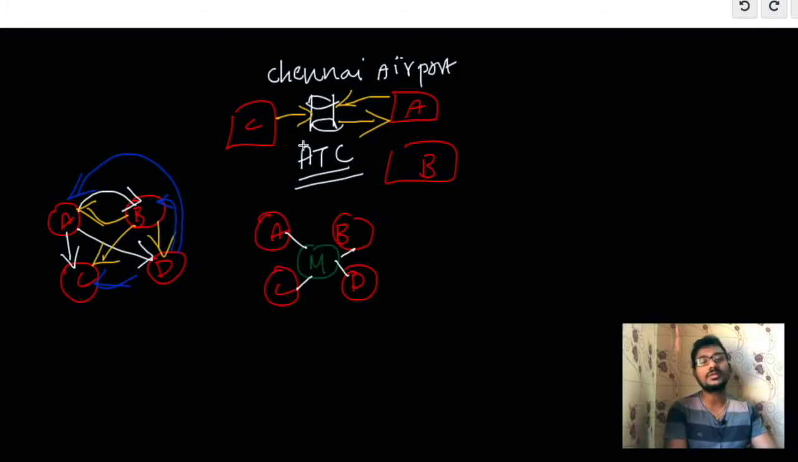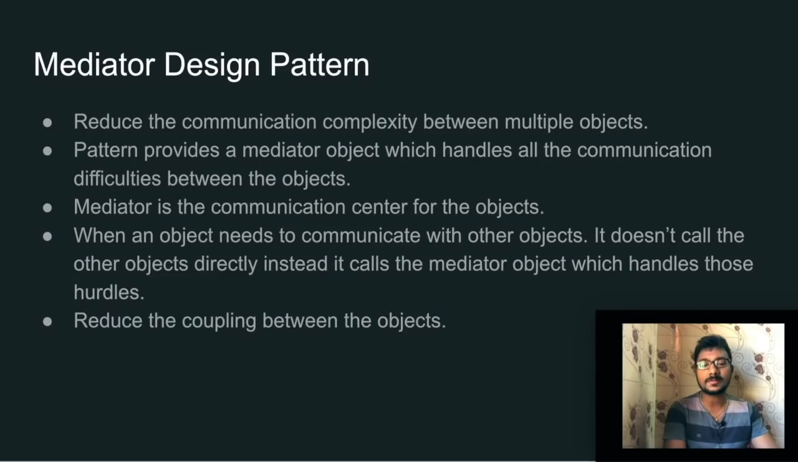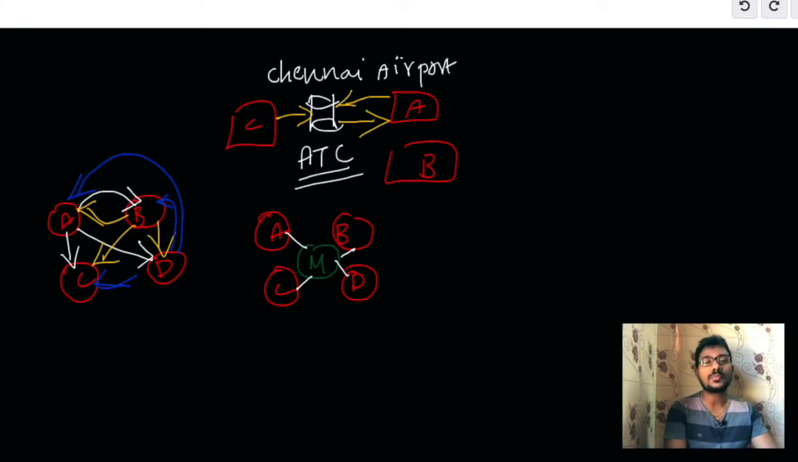The mediator object will take those difficulties and reduce the coupling between the objects. So here it's tightly coupled. Here it's loosely coupled. Tightly coupled means if A needs to communicate with B, C, D, A needs to have the references of the B object, C object, and D object, which is a tightly coupling example. Whereas if A needs to communicate with B, C, D, it needs to have just a reference of the mediator object, which is loosely coupling.